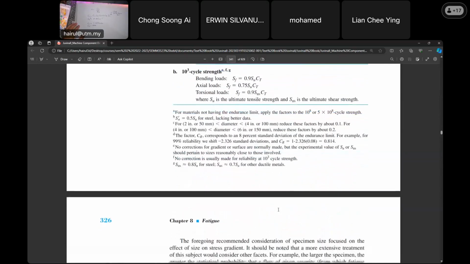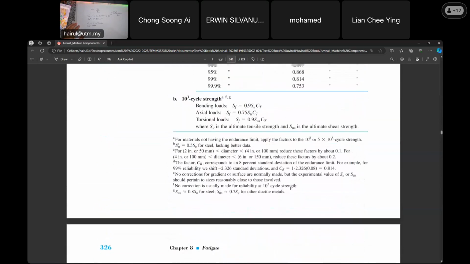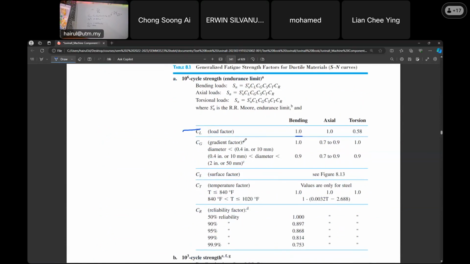So we have CN. So how do we calculate Sn prime? 0.5 Sut, CL, CG, CS, CT, CR. So CL you can look at in Table 8.1. So this will be your CL. For shaft, it depends on the case. Mainly we go for bending. Axial 1.0, 0.5. Okay, CL is a gradient factor. Gradient factor is a size factor.